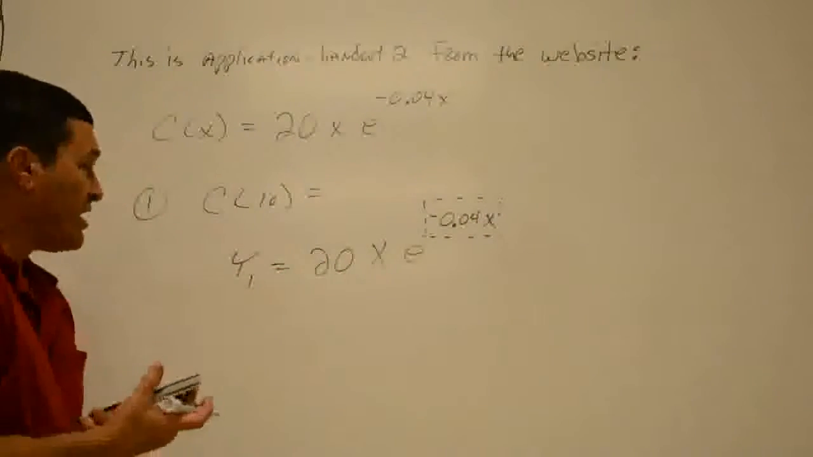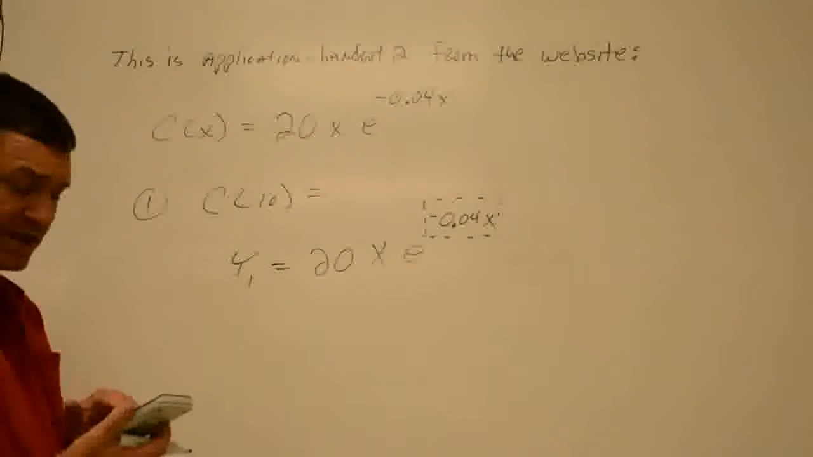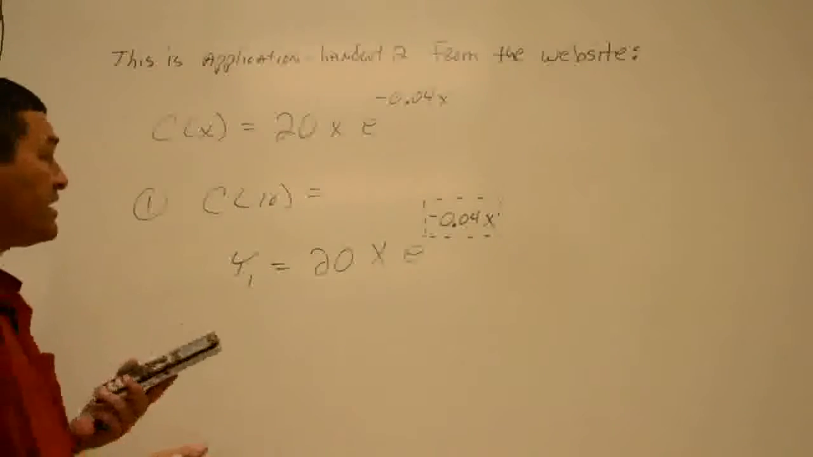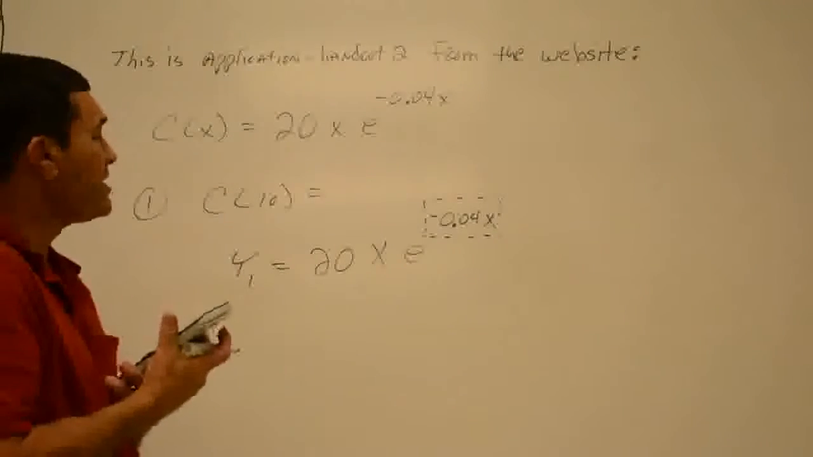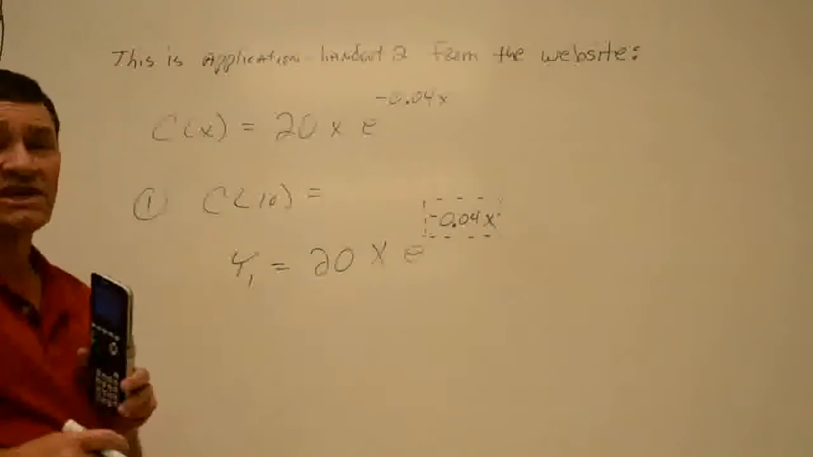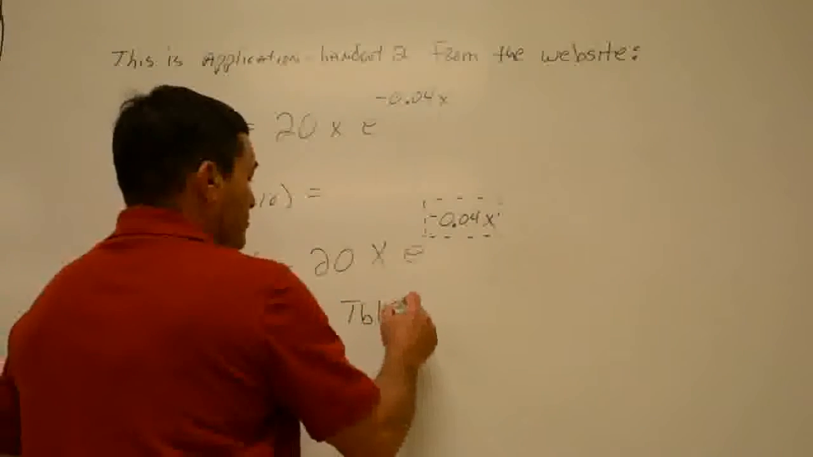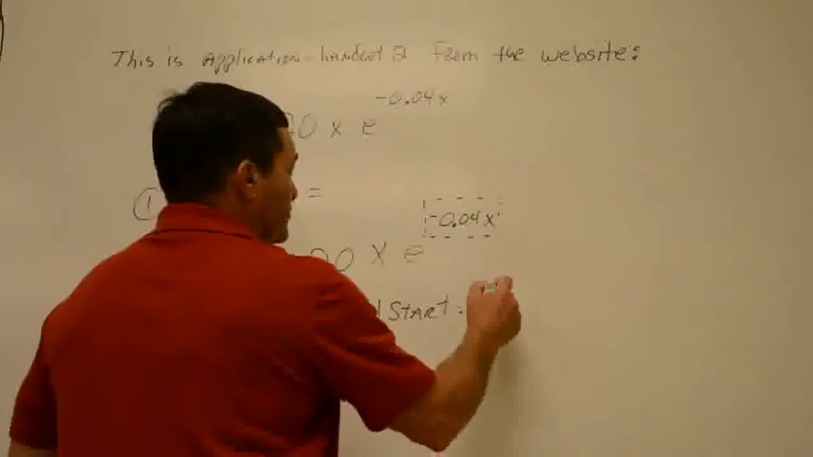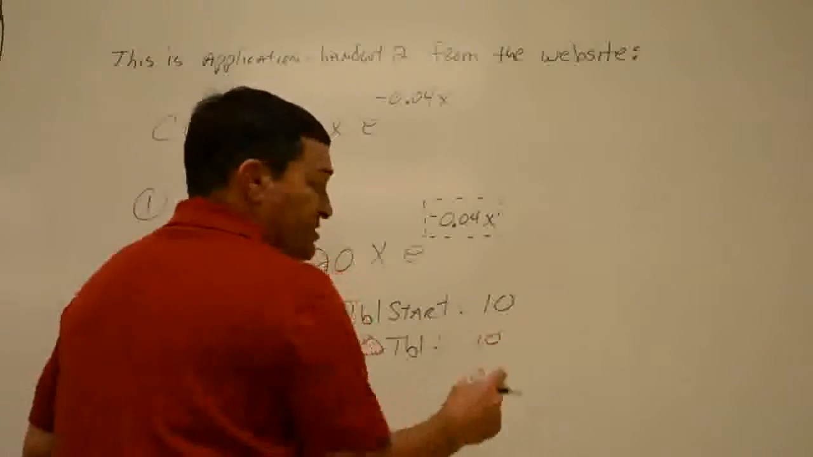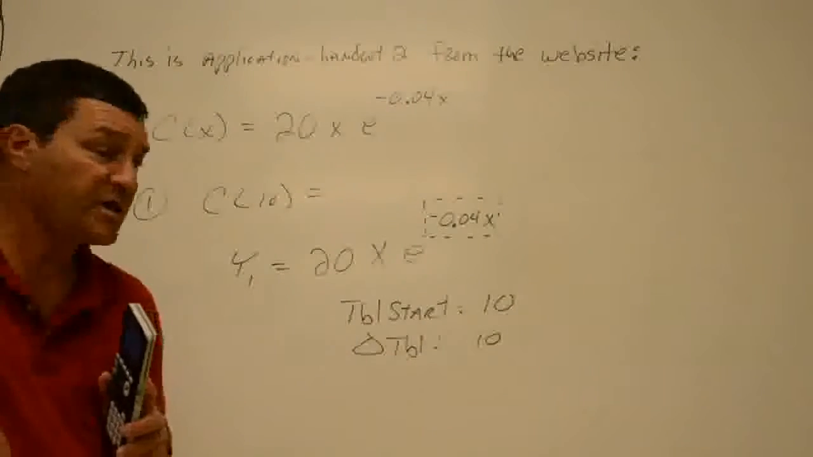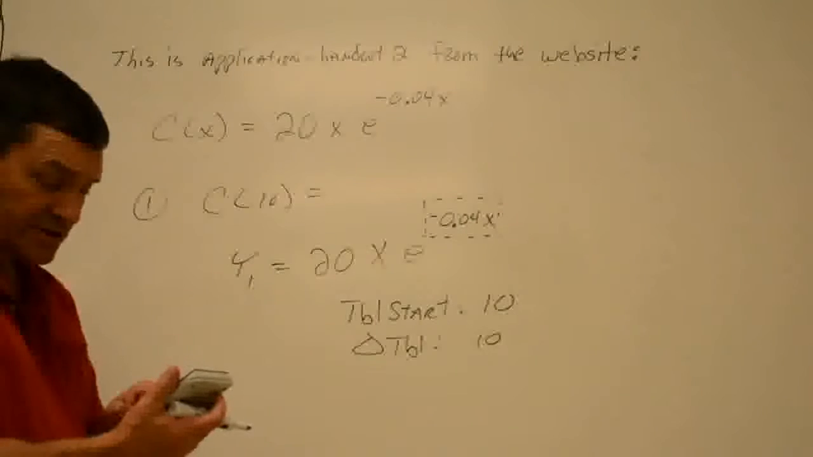0.04x. And then go to table start, table set, second table set. And let's just put 10. 10 for the table start. And for delta table, maybe put 10. So we'll go up in 10 minutes, 20 minutes, 30 minutes, etc. And let's just look at some of the values. So I'm going to use my calculator to do all that.